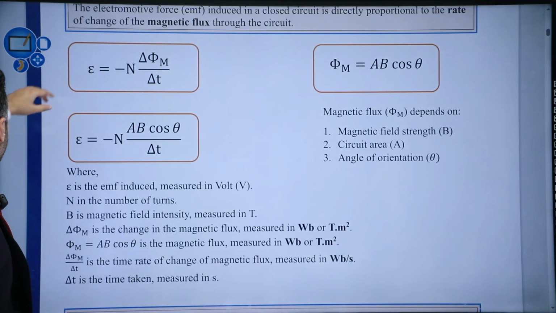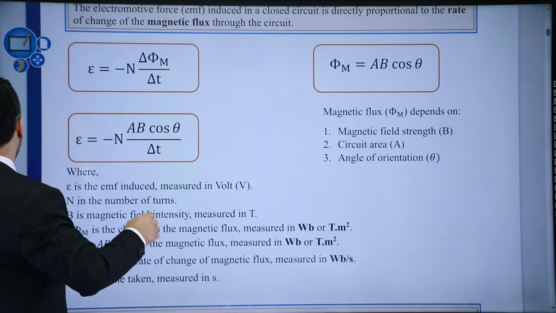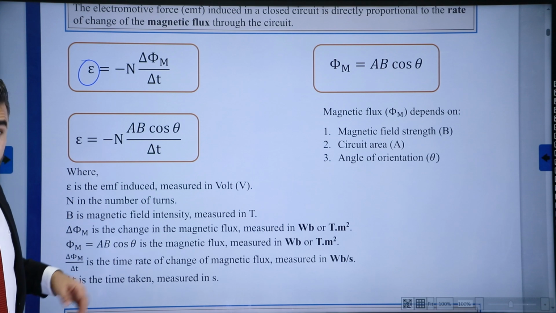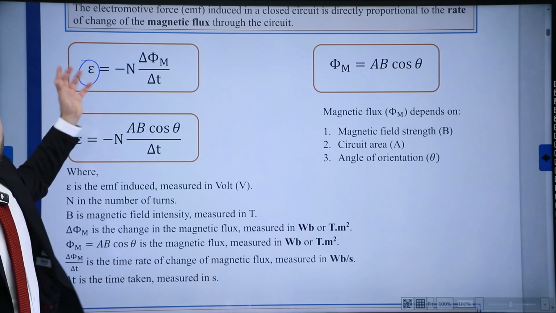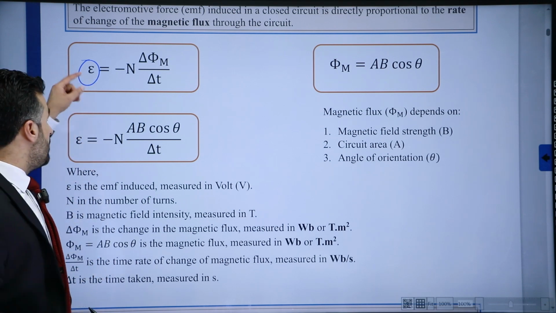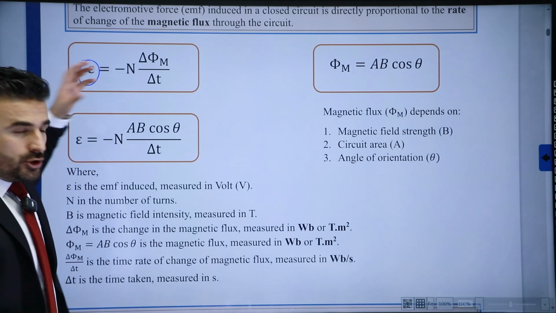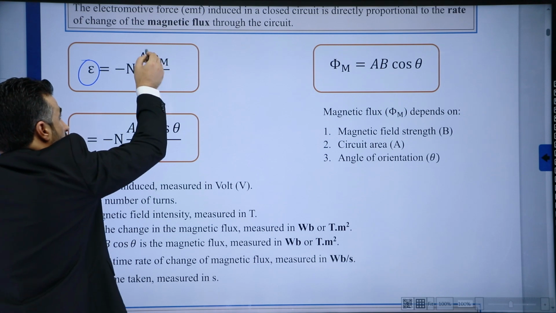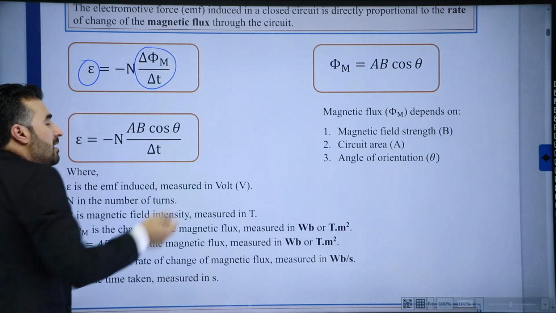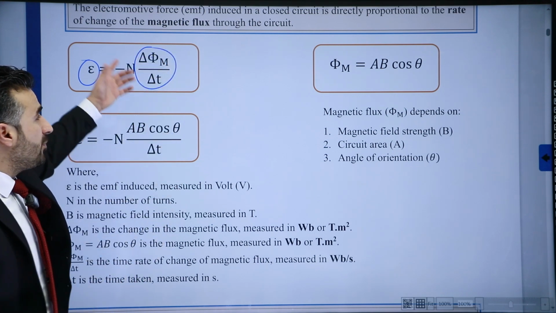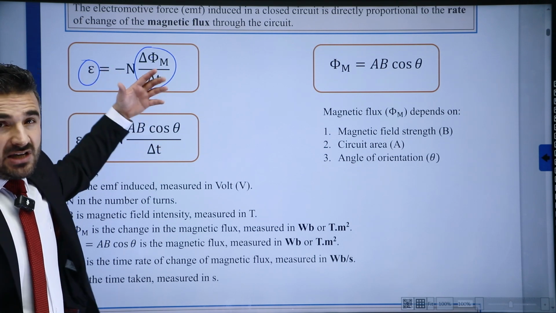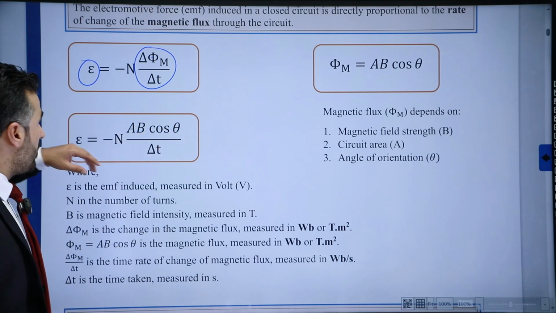This symbol represents the electromotive force, or you can say the voltage, the potential difference if you prefer to call it, but that is basically the electromotive force. So the electromotive force that is induced or generated is directly proportional to the rate of change of the magnetic flux. Then this N represents the number of turns, because sometimes if we have a coil or solenoid, we could have more than one turn.